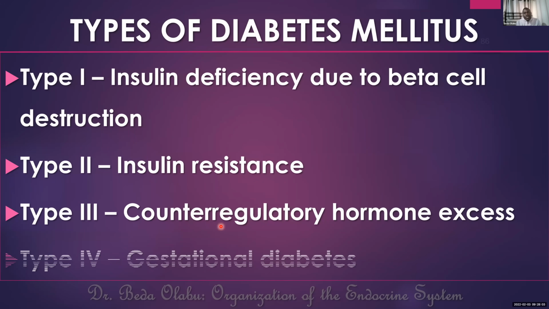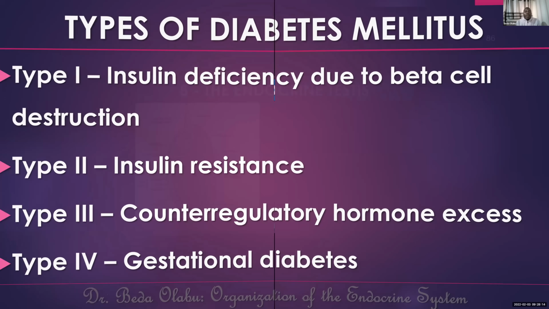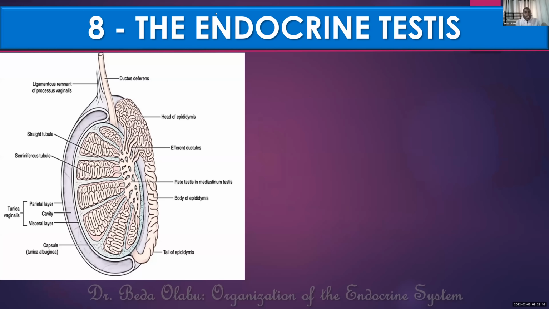And type 4 DM is the diabetes we see during pregnancy. We call it gestational diabetes. You can check on the mechanisms. Right, so that is the pancreas. Now let's look at the two gonads briefly. We'll be focusing on the endocrine testis and the endocrine ovary. Let's begin with the endocrine testis.